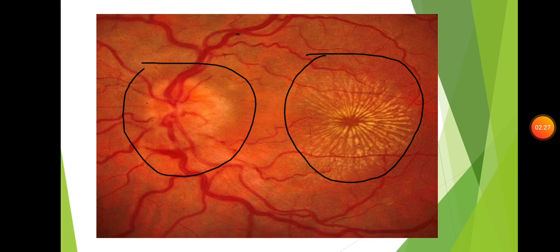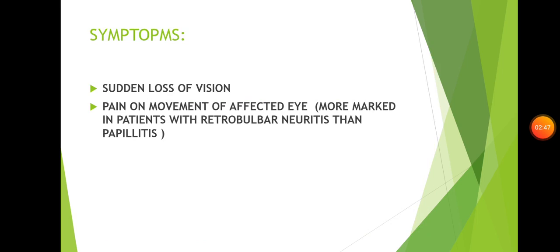On fundus examination, you can see the swelling of the optic disc with blurring of the margin and hyperemia of the optic disc present. It's a condition that is seen in papillitis as well. So the characteristic sign in neuroretinitis is the macular star, which helps to differentiate papillitis and neuroretinitis.